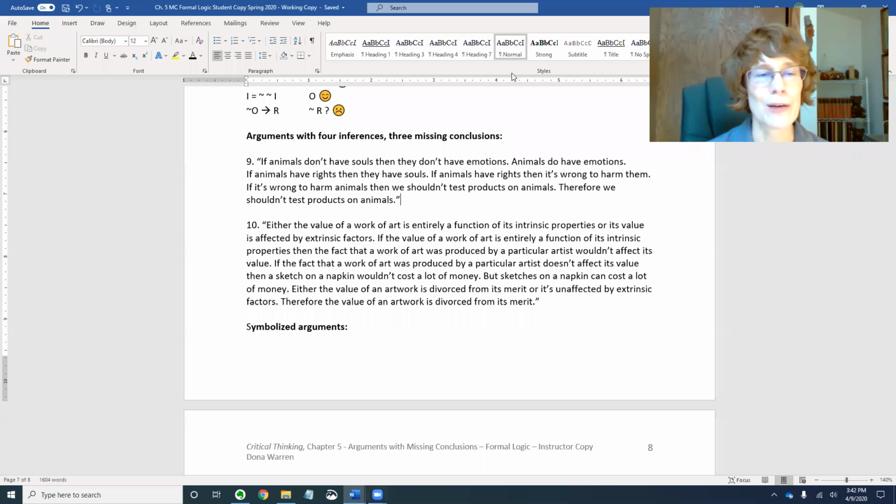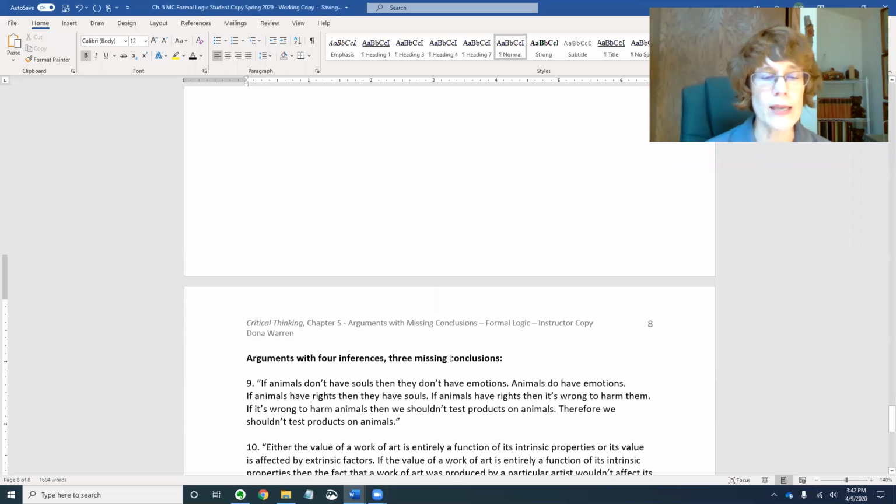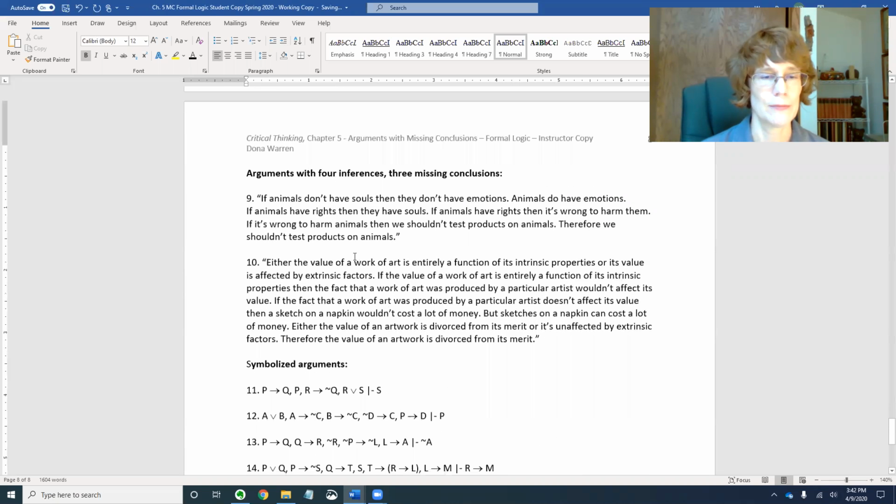Okay, we are at number 9, and again, 9 and 10 are not substantively more difficult than the previous ones. They're just a little bit longer, so they are in their own section. Let's give ourselves some space and take a look at 9.